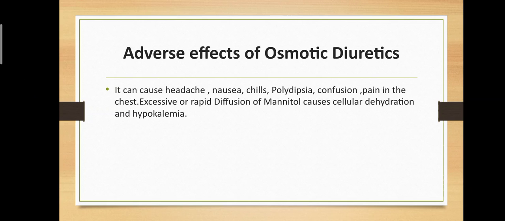Adverse effects of osmotic diuretics, which are as follows: it can cause headache, nausea, chills, polydipsia, polydipsia means increase in thirst, confusion, and pain in the chest. Excessive or rapid infusion of mannitol causes cellular dehydration and hypokalemia.